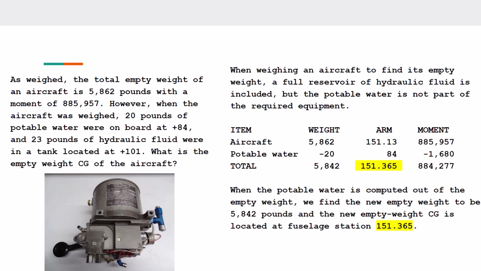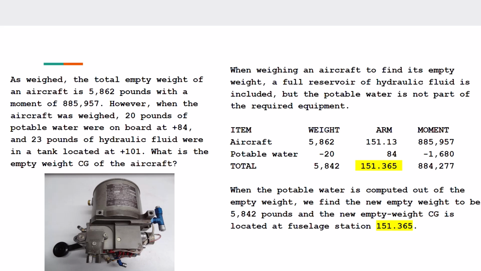So this is asking us what is the empty weight CG without the water. The hydraulic fluid is technically part of the empty weight center of gravity, but the water is not. So we can do an IWAM. We already have the aircraft. We have the pounds, which is 5,862. We have the moment, and then we can remove the water.